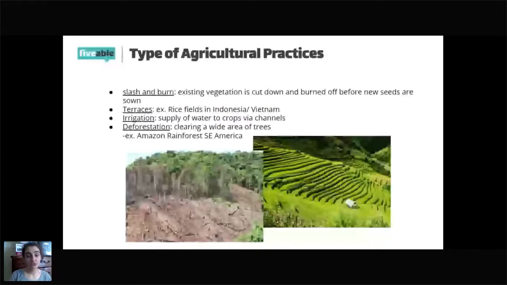Deforestation. So deforestation is the clearing of a wide area of trees. A great example of that is the Amazon rainforest and Southeast Asia.